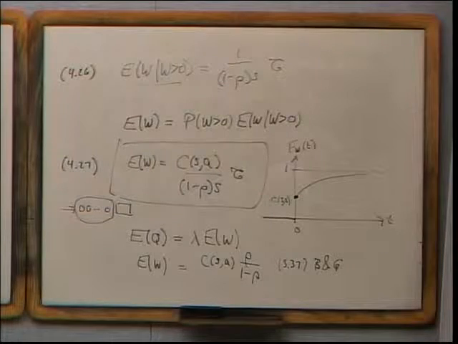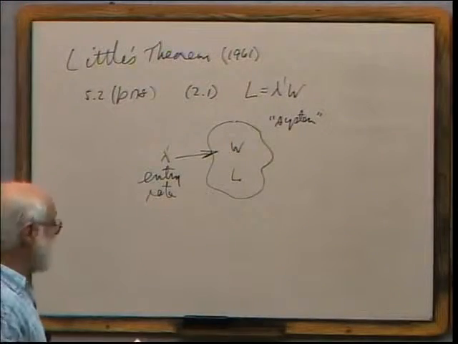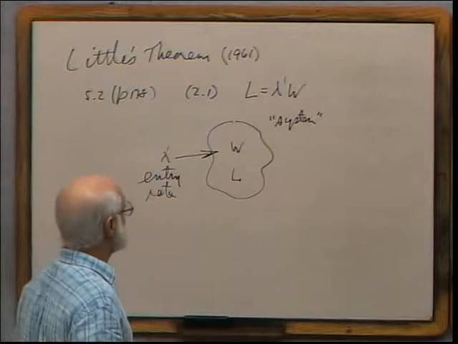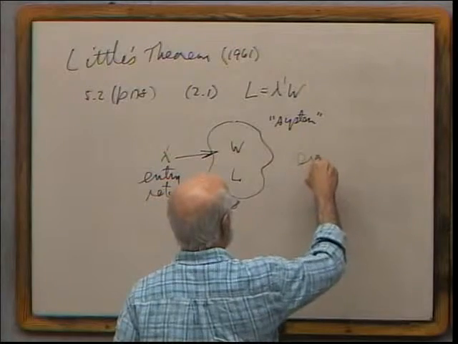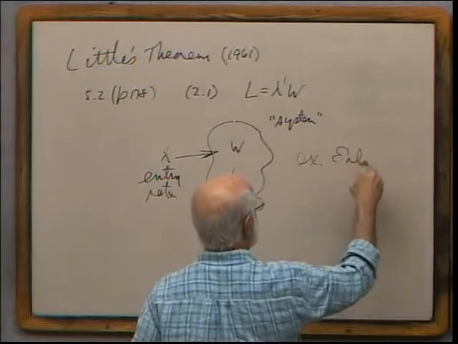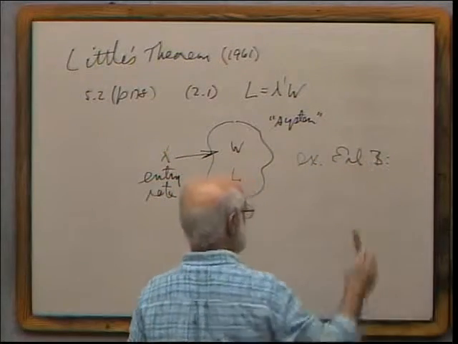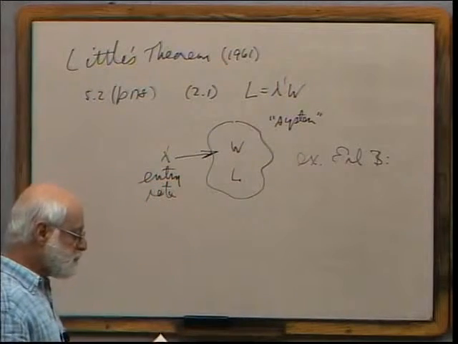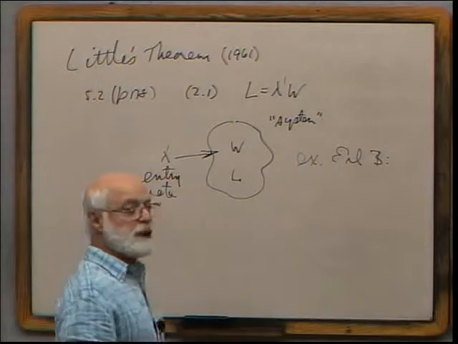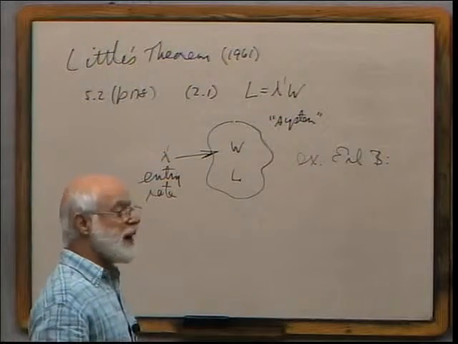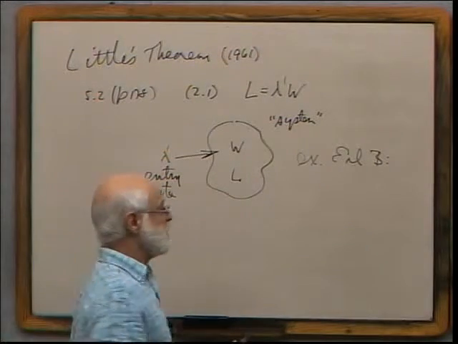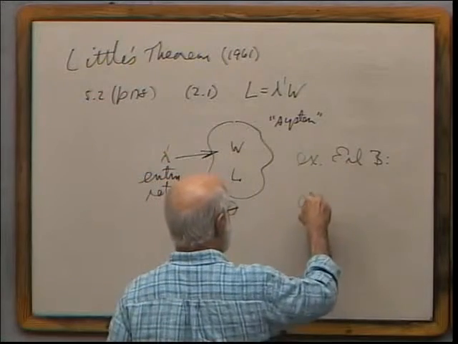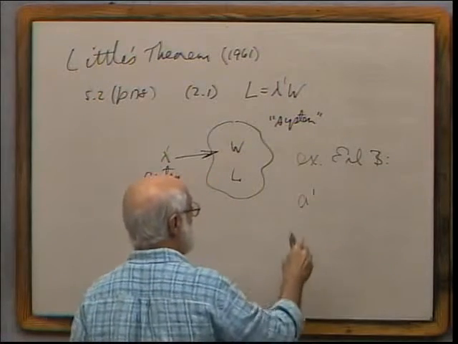Okay, first of all, suppose that we had the Erlang B system. Okay, suppose that we're looking at Erlang B. So here's an example, the Erlang loss model. Now, we have a formula for the carried load. But the carried load is the average number of busy servers. So A prime, the carried load, is in fact L in Little's formula.